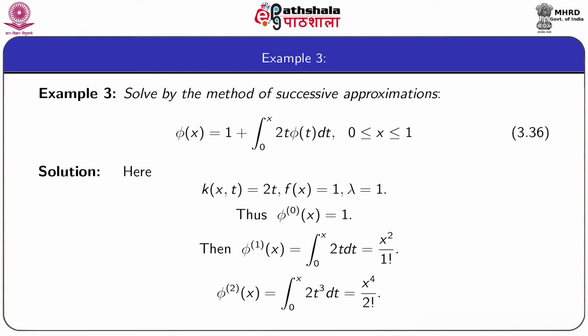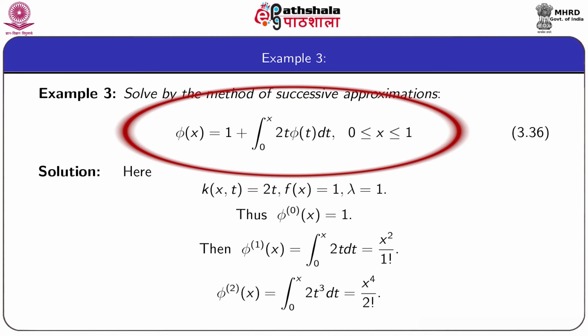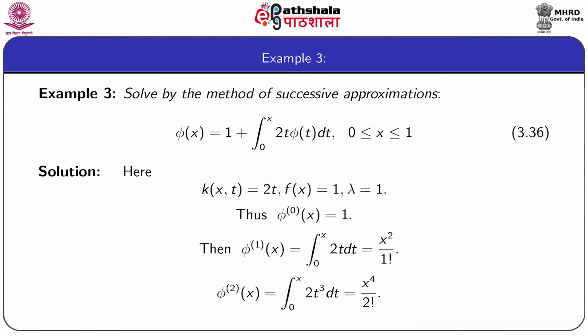Next, we come to example 3. Here, we have to apply the method of successive approximation to solve the integral equation phi x equal to 1 plus integral 0 to x 2t phi t dt, x lying in the range 0 to 1, as given by equation 3.36. Here we see that the kernel K(x,t) is equal to 2t, f x is equal to 1 and lambda is equal to 1, so that phi superscript naught x in this case is equal to 1.